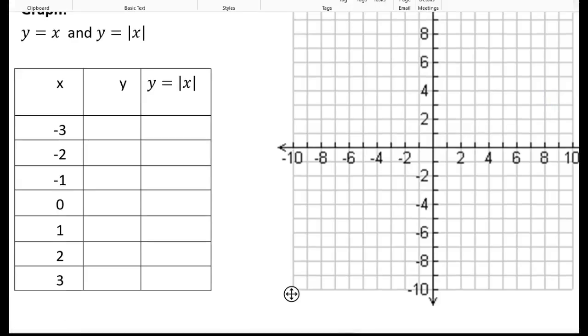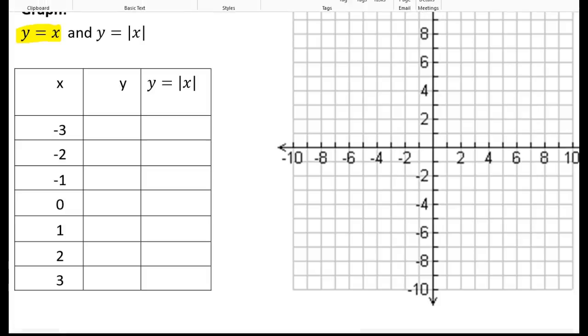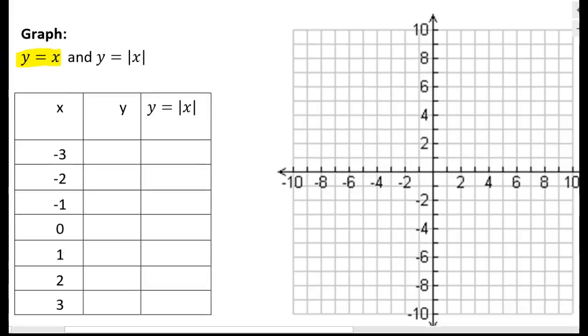So the first thing we need to do is acknowledge the fact that we've got y equals x, which is what we're going to call the parent function. And what that means is that that's where we're going to start. That is what our new function is going to be based on. Then we have our y equals the absolute value of x. Now, because we're taking the absolute value of a variable, that is what makes this an absolute value function.